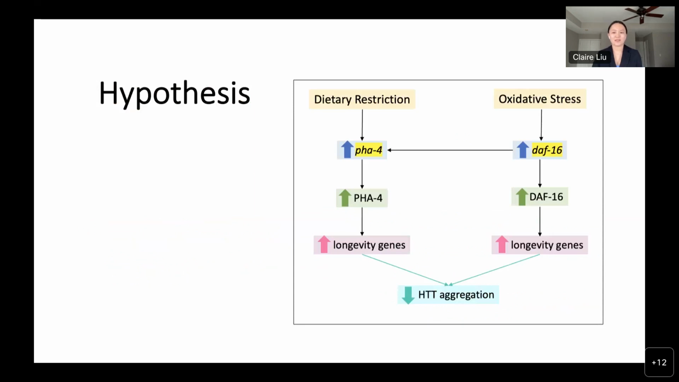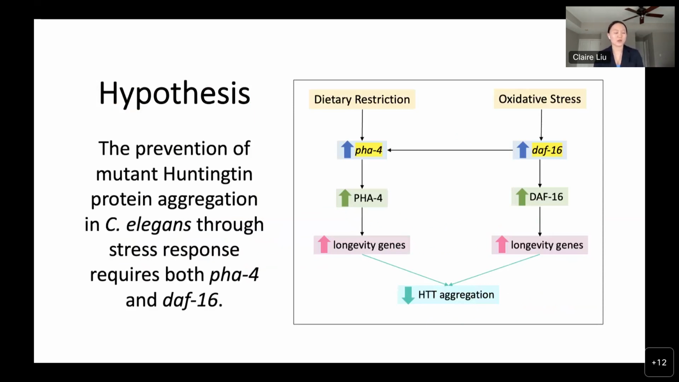So this is a schematic that I drew to display the information that I just mentioned, where dietary restriction and oxidative stress in worms leads to an upregulation of longevity genes, and much research has been shown that an increase in longevity decreases Huntington protein aggregation, though the specific mechanisms through which this happens are largely speculative. And thus, my hypothesis is that the prevention of mutant Huntington protein aggregation in C. elegans through stress response requires both FA4 and DAV16.